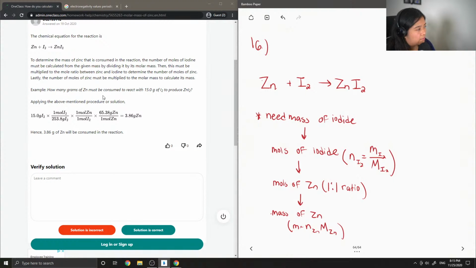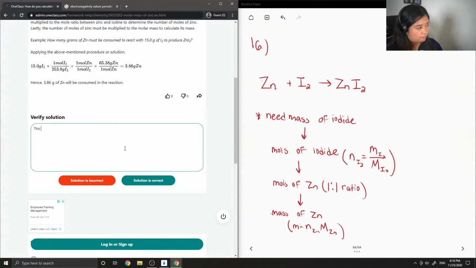How many grams of zinc must be consumed to react with 15 grams of iodine to produce zinc iodide? So they start off with the mass of iodide, and then they divide it by the molar mass of iodine, 253.8. And since they have a 1-to-1 mole ratio, they'll have the same number of moles. And then we'd simply just need to multiply the moles by the molar mass of zinc, which is 65.38 grams, to get 3.86 grams of zinc that is consumed in the reaction. Yep, so this solution is correct.